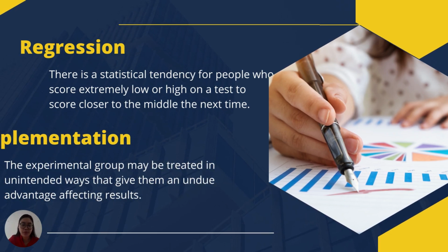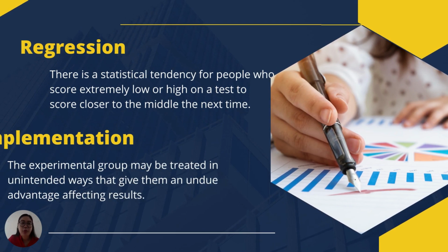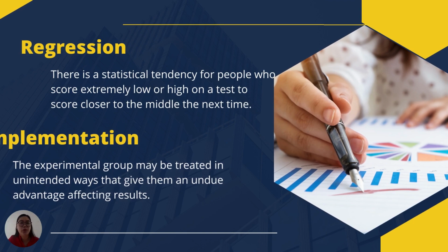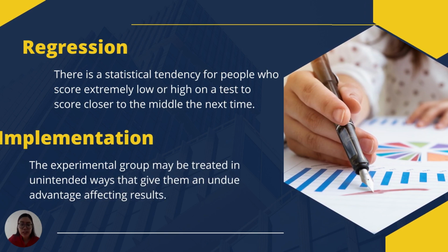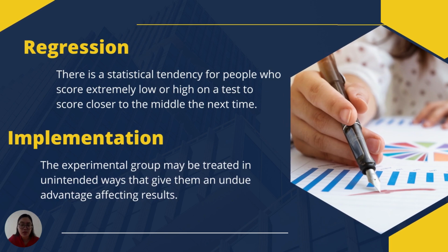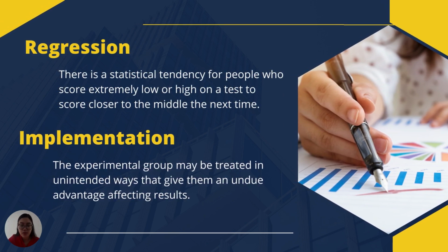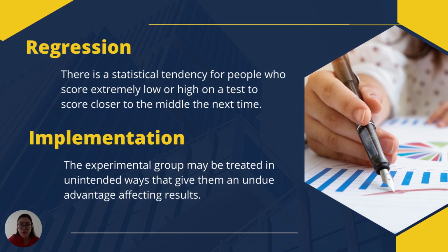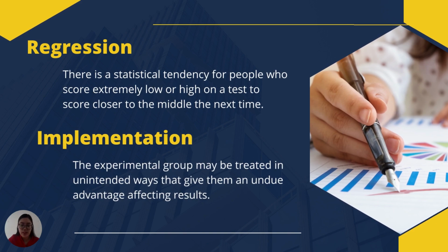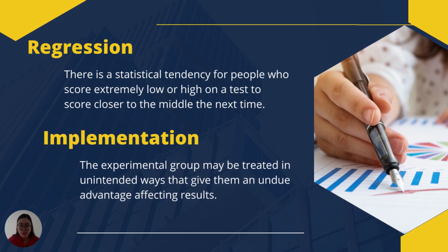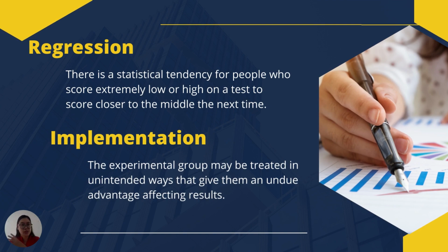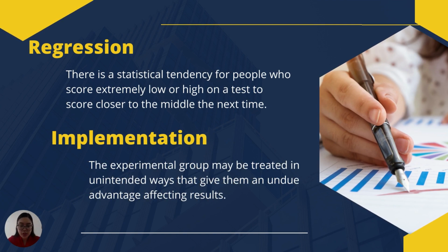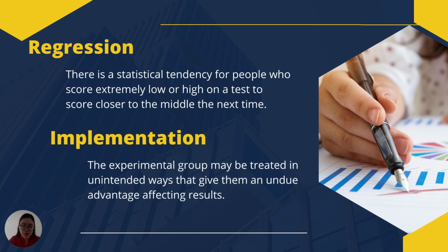Nine is the regression. So there is a statistical tendency for people who score extremely low or high on a test to score closer to the middle of the next time. So example is when some participants are given, it may be present whenever change is studied in a group that is extremely low and or high in its pre-intervention performance. So example, a group of students who scores in the lowest 20% on math test will, on the average, score closer to the mean on subsequent testing regardless of what transpires.